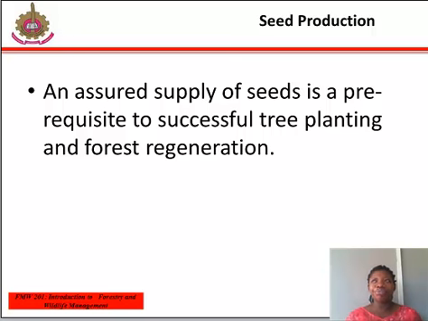Method of collection. Tree fruit collection can be divided into direct and indirect methods. Direct methods include climbing, plucking with hand or pole, tree shaking, tree felling or trimming, and stoning or shooting. Indirect methods involve collection of fruits that have fallen on their own or by other means, such as animals.